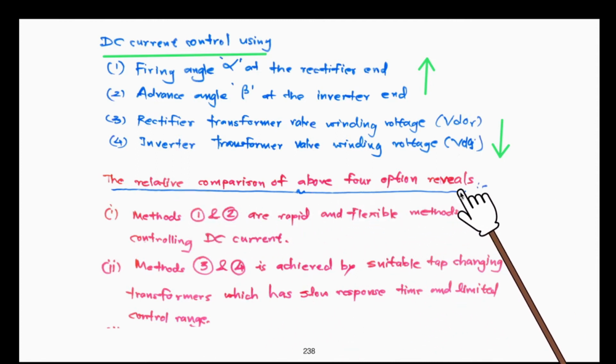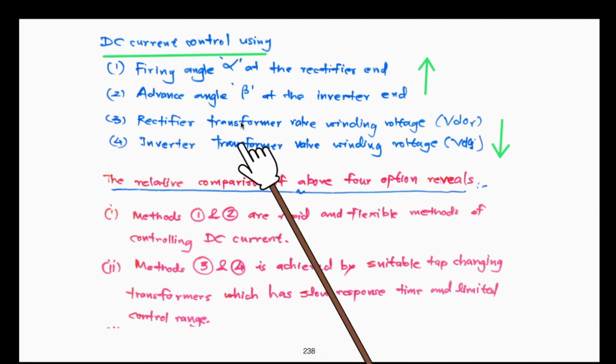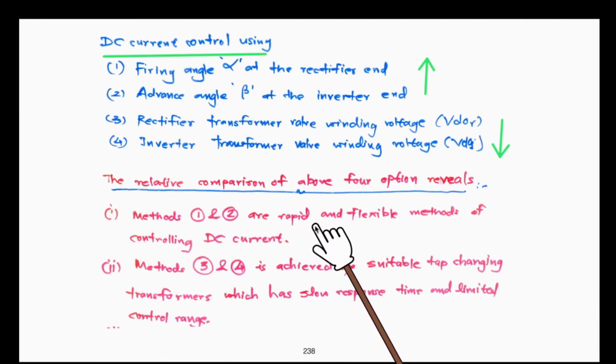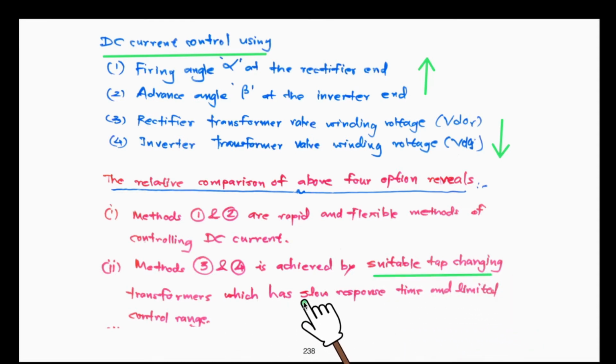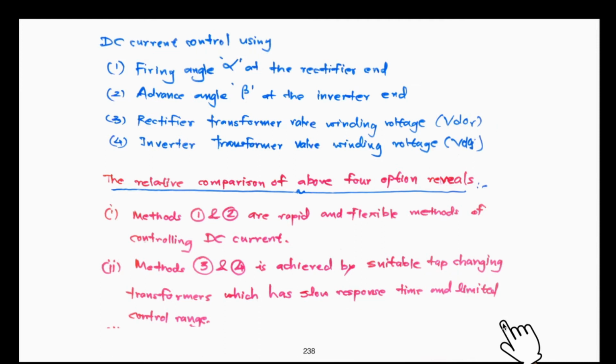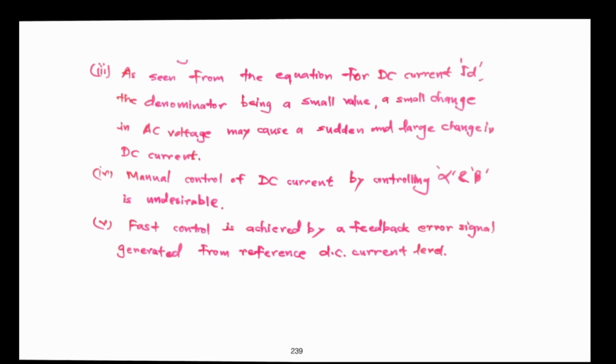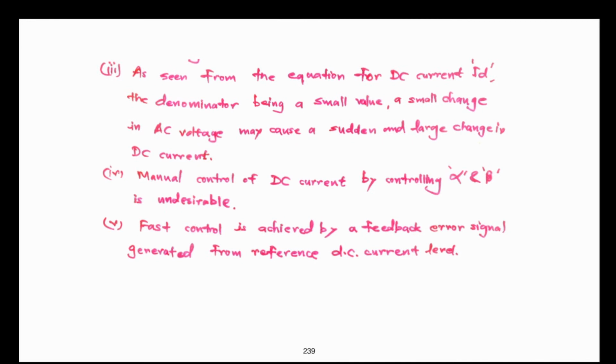Relative comparison of the above four options reveals that methods 1 and 2, that is firing angle control and advance angle control, are rapid and flexible. Methods 3 and 4 can be achieved through suitable tap changing transformers, but have a slow response. The same points we are just mentioning here as a matter of revision. So let us move ahead further and arrive at the control strategies. So what can we do? Two methods are fast and two methods are slow.